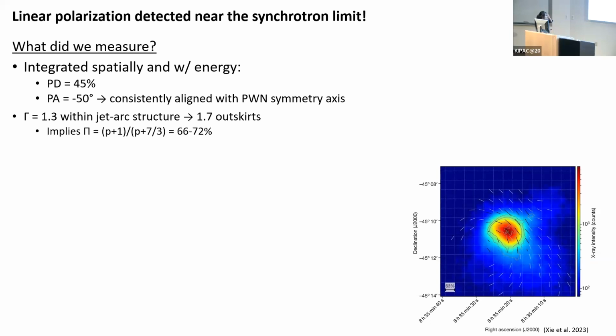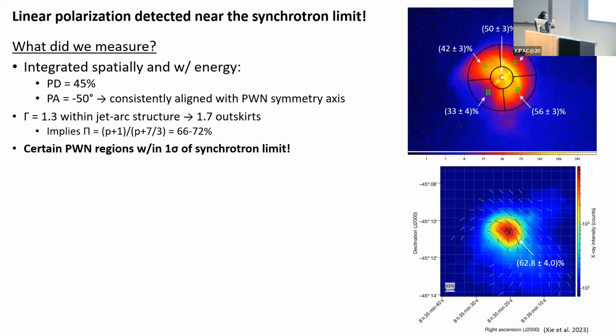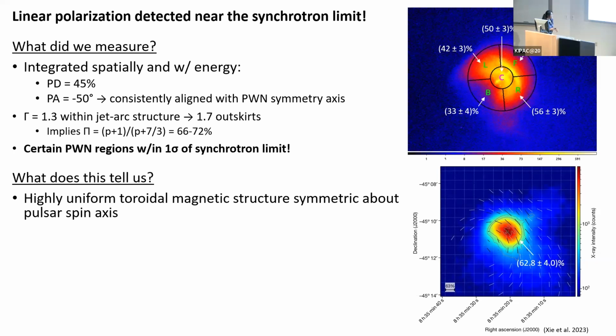Based on the energy spectrum of this object, we expect synchrotron linear polarization up to 66 to 72%. And we do see that certain regions reach within 1 sigma of this limit. So this region here, as well as certain areas of the nebula that we decided to analyze. This is telling us that the Vela has a very highly uniform toroidal magnetic field structure.